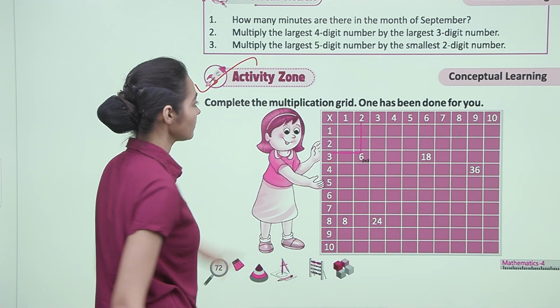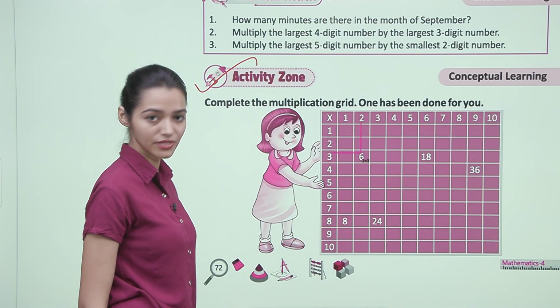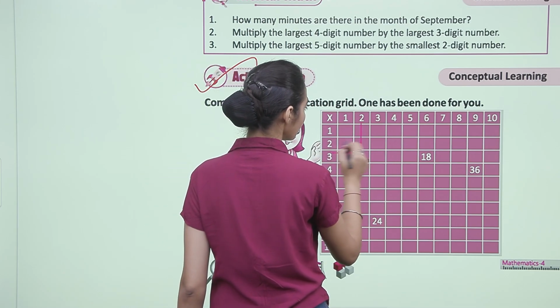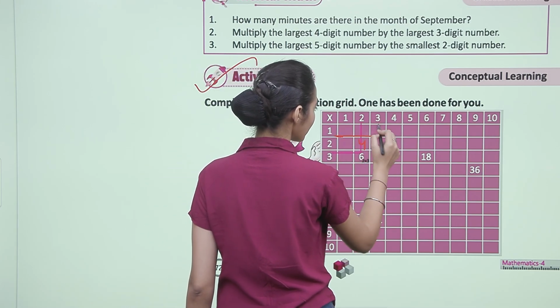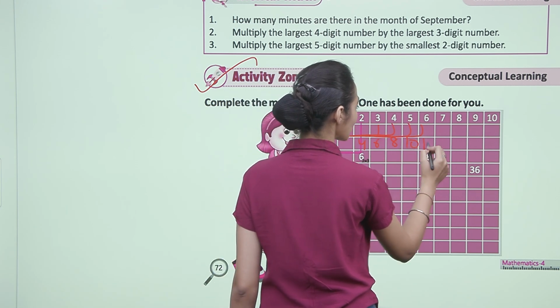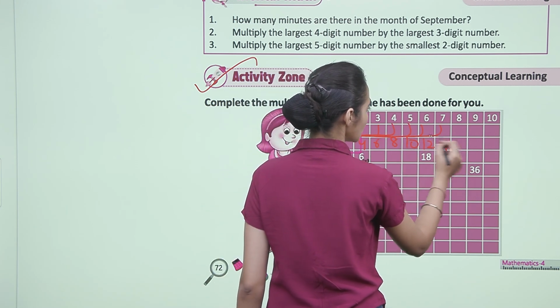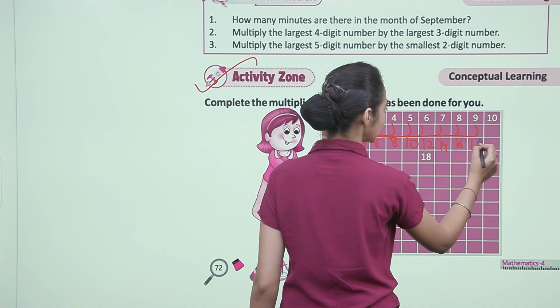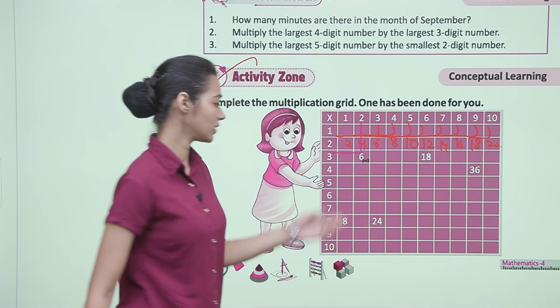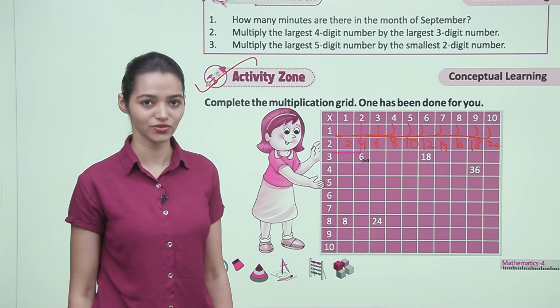Next is our activity zone. We have to complete the multiplication grid. One has been done for you. Like 2 1s are 2, 2 2s are 4, 2 3s are 6, 2 4s are 8, 2 5s are 10, 2 6s are 12, 2 7s are 14, 2 8s are 16, 2 9s are 18 and 2 10s are 20. That's how you have to complete this multiplication grid.